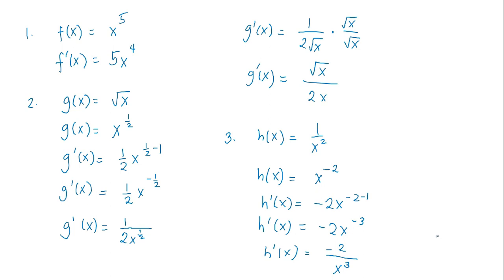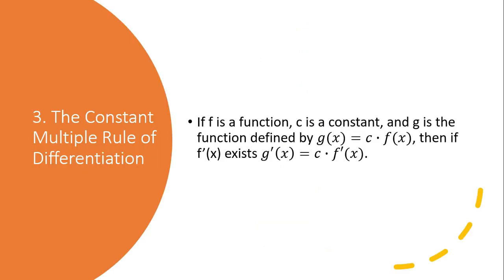Therefore, h prime of x is equal to negative 2 over x cubed. Number 3. Ito ay tinatawag na the constant multiple rule of differentiation. So what does it tell us? So sinasabi niya that if f is a function, c is a constant, and g is the function defined by g of x is equal to c times f of x, then if f prime x exists, g prime of x is equal to c times f prime x.